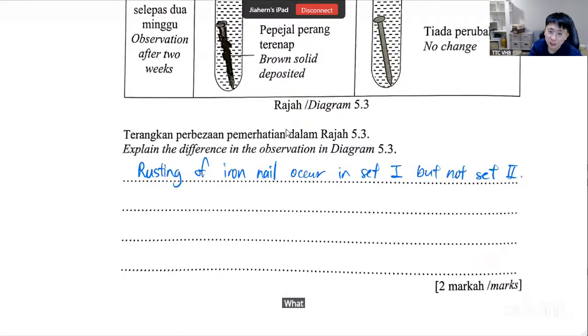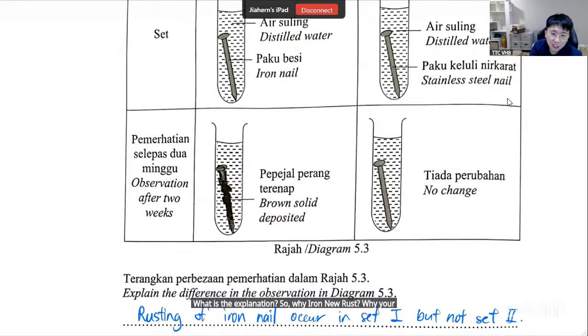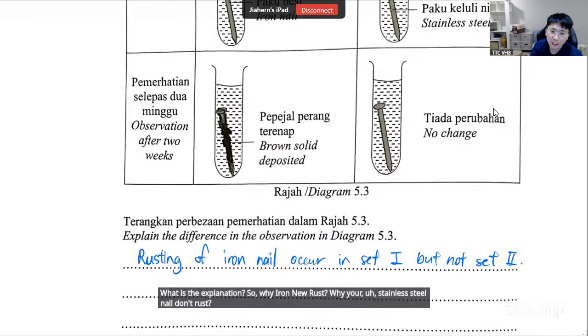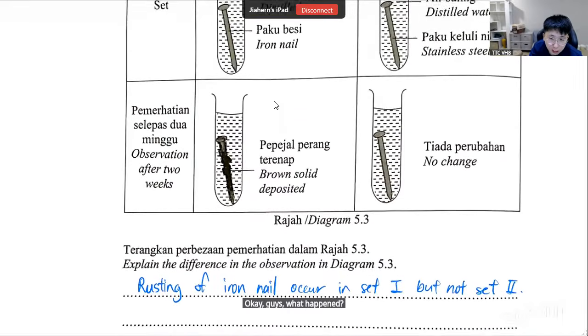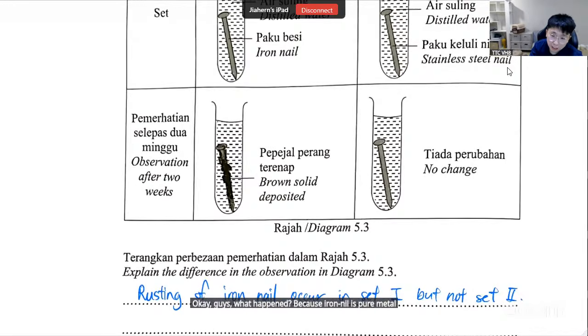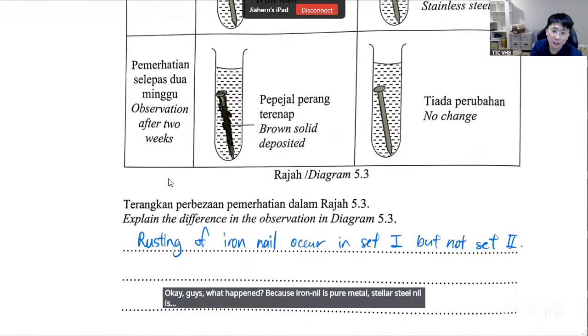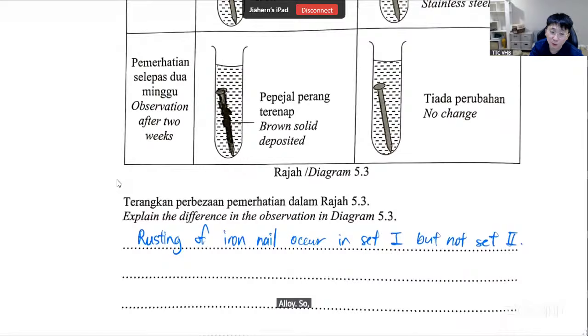Okay, then what is the explanation? Why does the iron nail rust? Why does your stainless steel nail not rust? Guys, what happened? Because iron nail is pure metal, stainless steel nail is alloy. So I said stainless steel is more electropositive. Too far away. No need to go so far.